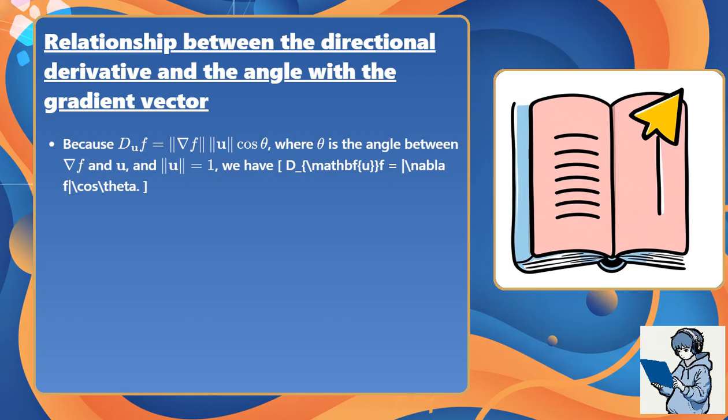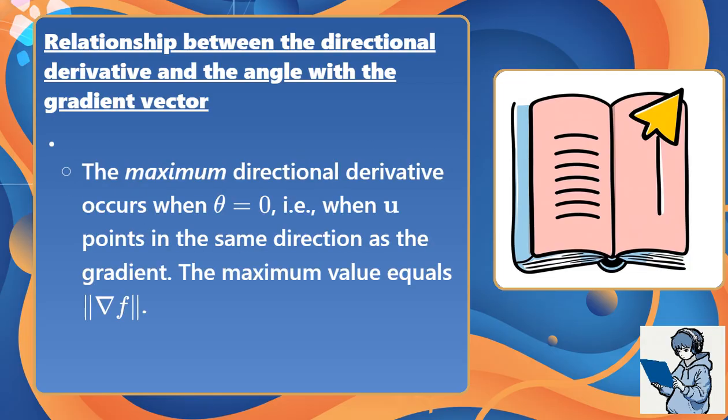Because d sub u f equals norm nabla f times norm u times cos theta, where theta is the angle between nabla f and u, and norm u equals 1, we have d sub u f equals norm nabla f cos theta. A consequence is, the maximum directional derivative occurs when theta equals 0, that is, when u points in the same direction as the gradient. The maximum value equals norm nabla f.